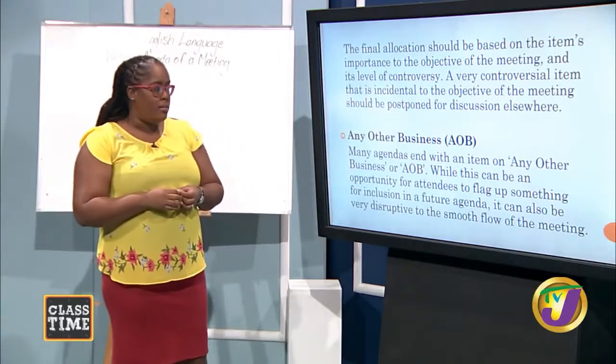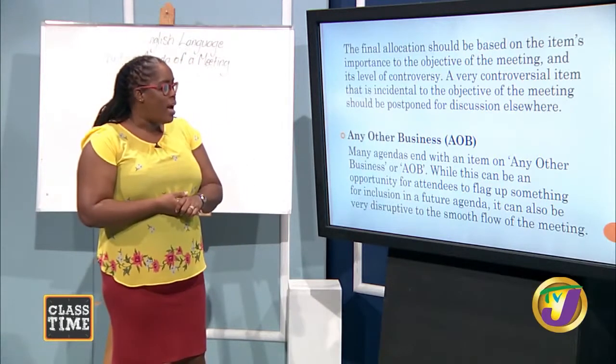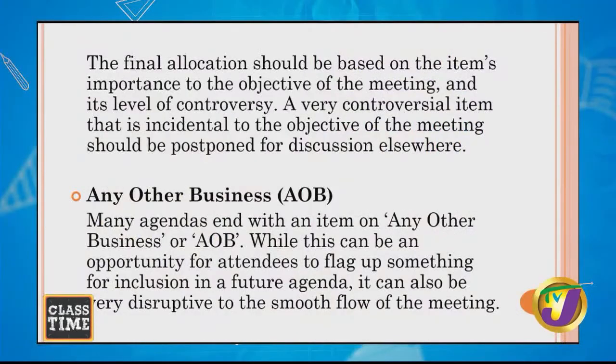Any other business, A.O.B. Many agendas end with an item on any other business, or AOB. While this can be an opportunity for attendees to flag up something for inclusion in a future agenda, it can also be very disruptive to the smooth flow of the meeting.